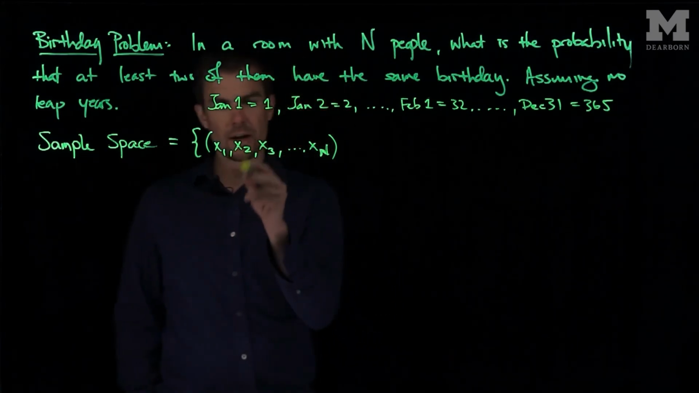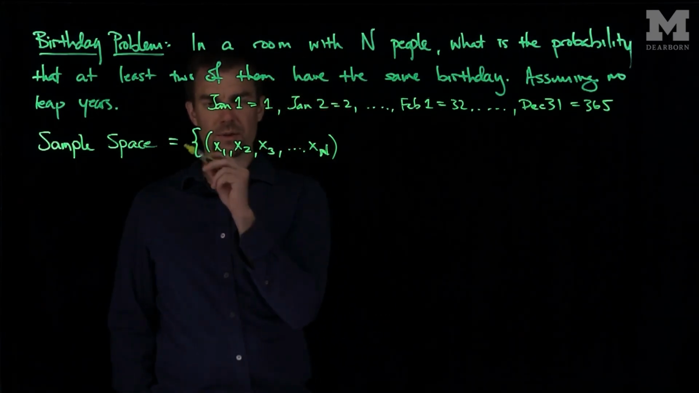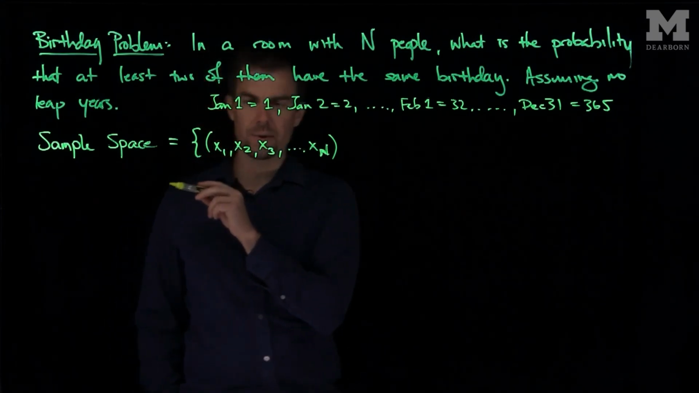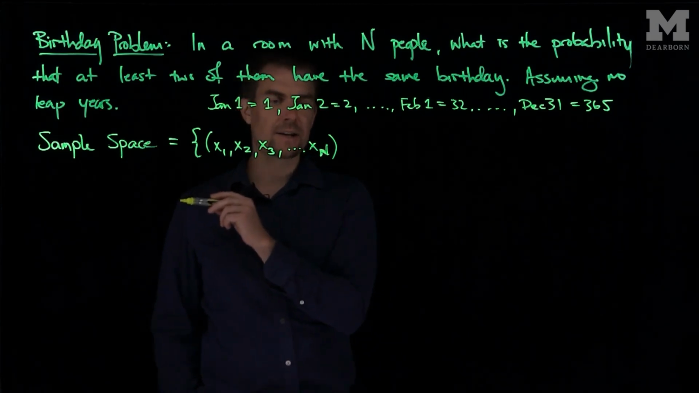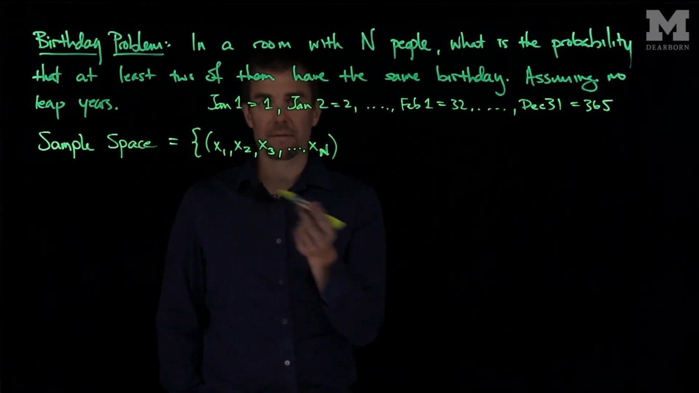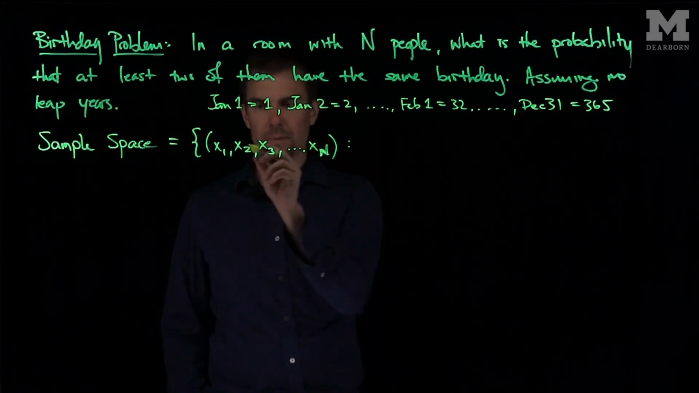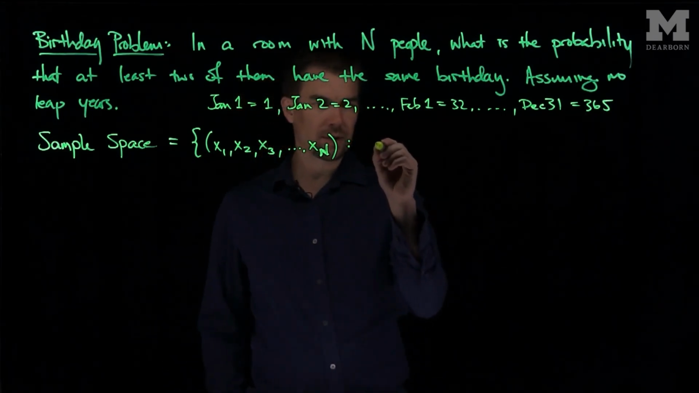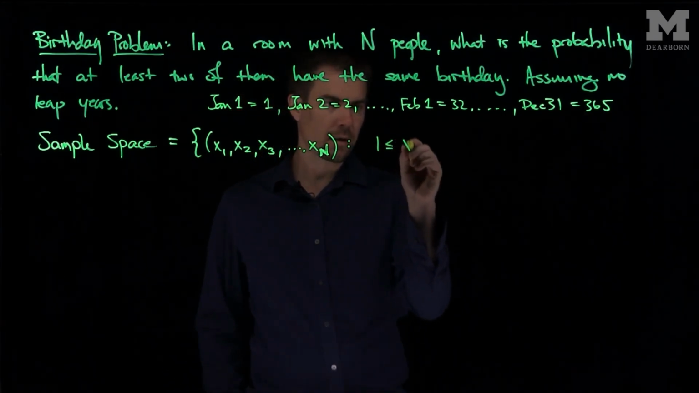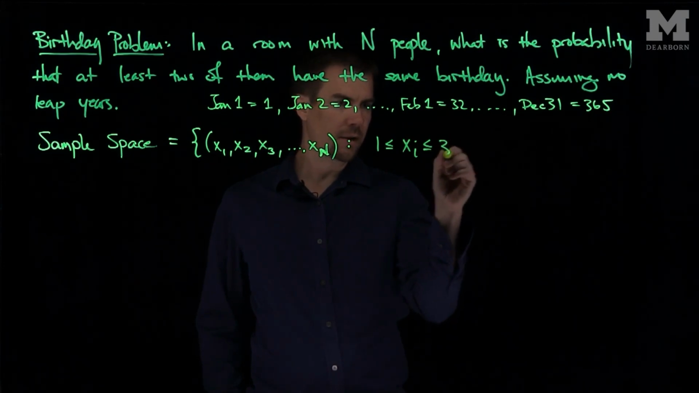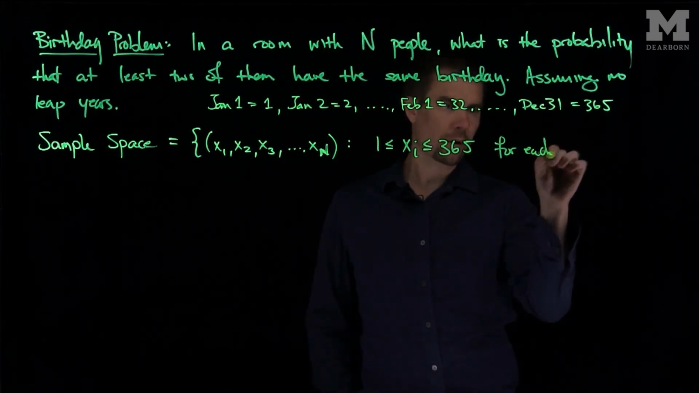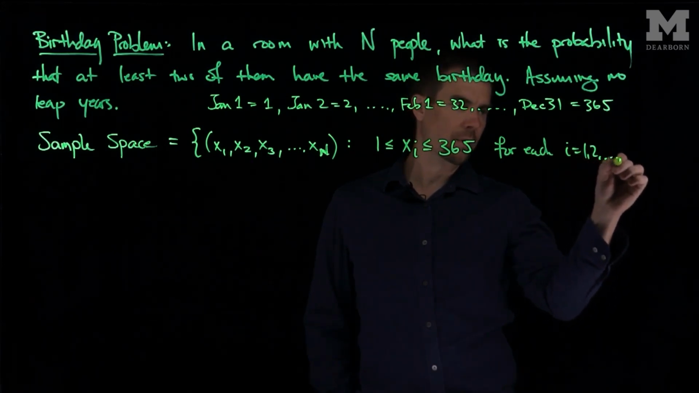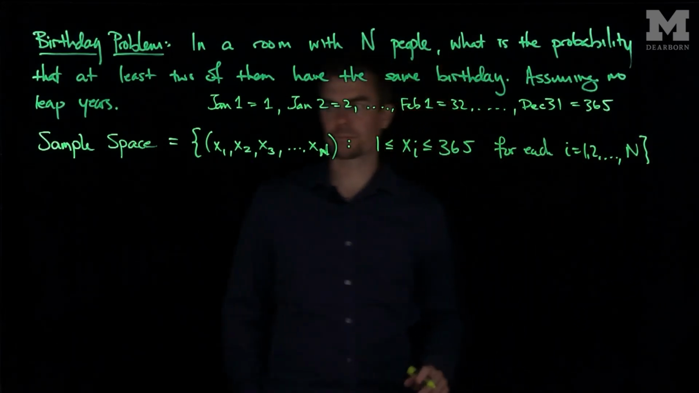And then x1 will be the number that corresponds to the birthday of the first person, x2 is the number that corresponds to the birthday of the second person, x3 the third person, and xn the number of the birthday of the nth person. And all of these xi are such that xi is between 1 and 365 for each i in 1, 2, all the way up to n capital.